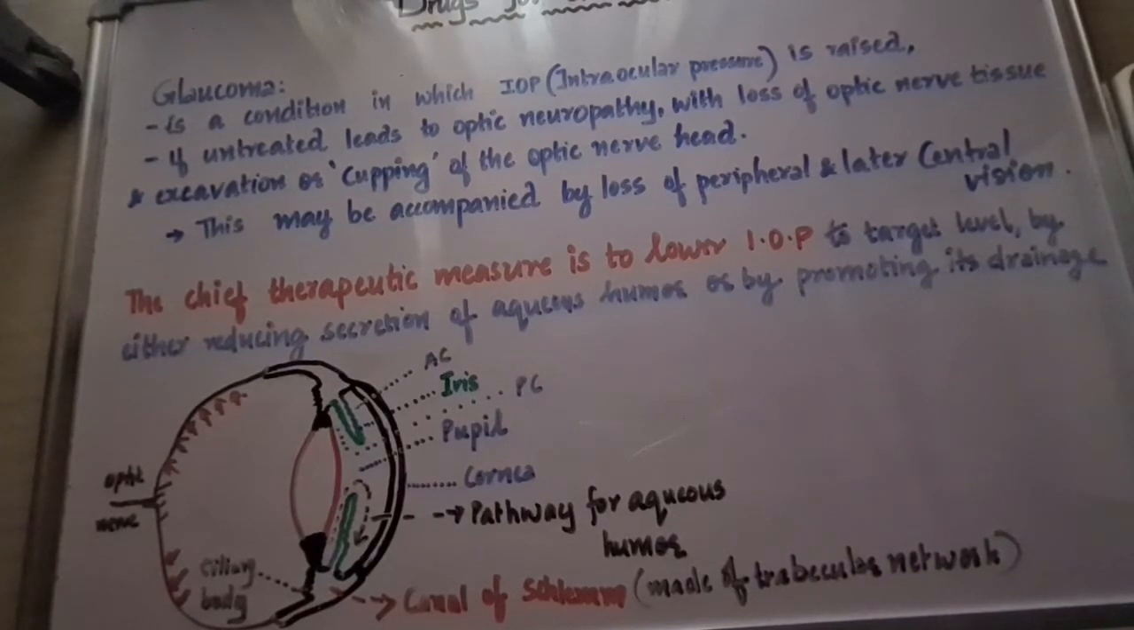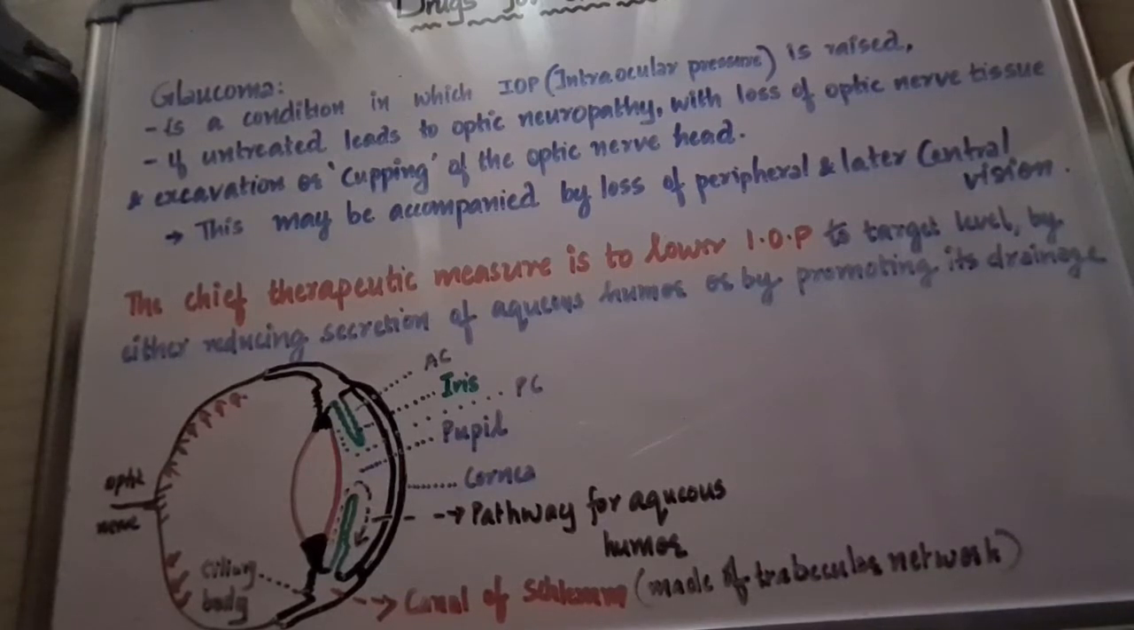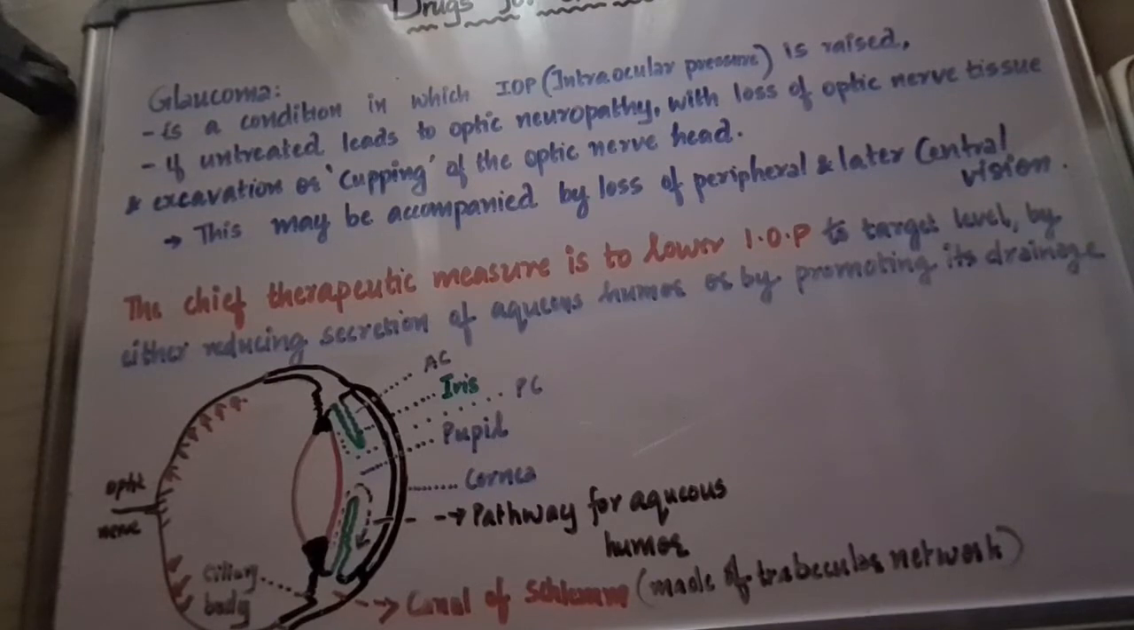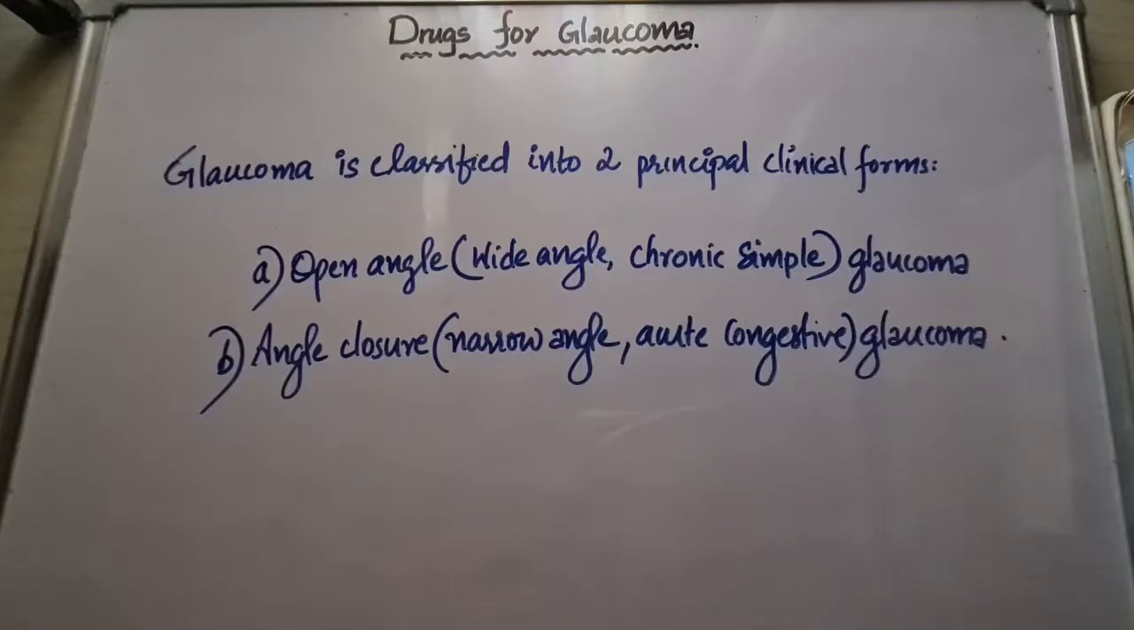So what are the two chief therapeutic measures to lower the intraocular tension, or intraocular pressure, to its target level? It is by either reducing the secretion of aqueous humor or by promoting its drainage through the canal of Schlemm. Glaucoma is classified into two types. They are open angle glaucoma, also known as wide angle or chronic simple glaucoma, and angle closure, also called narrow angle or acute congestive glaucoma. Let us see them one by one.